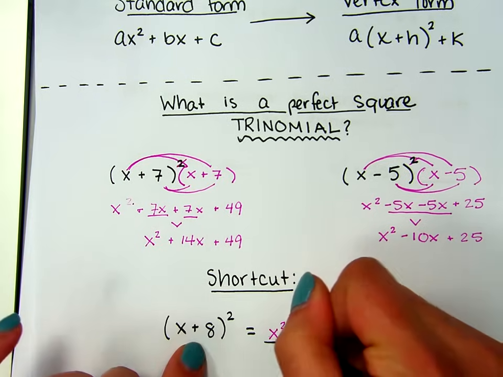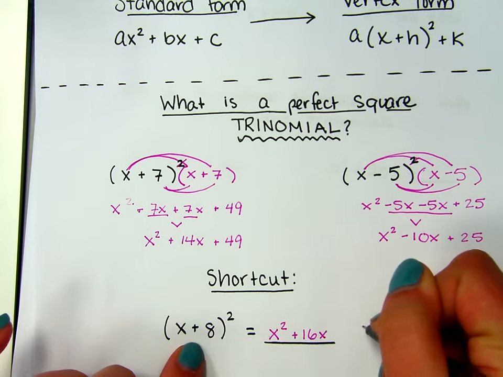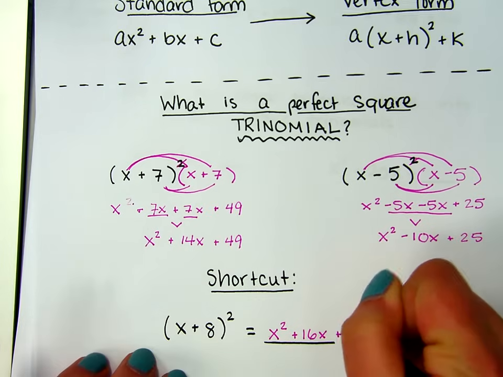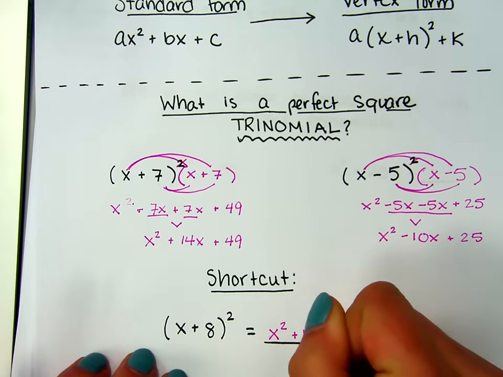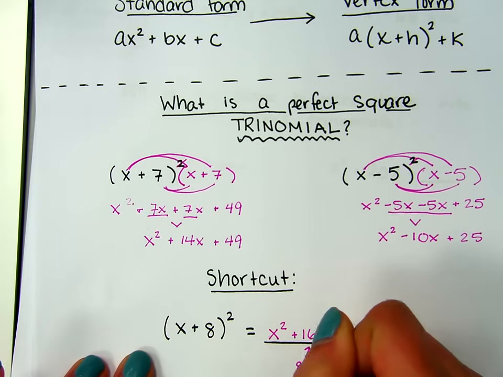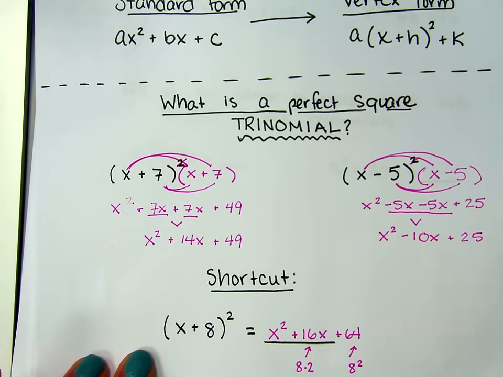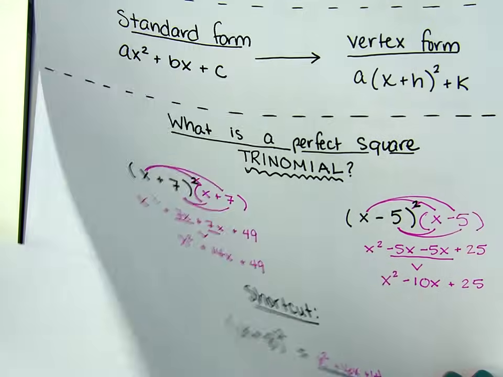This is going to become 16x. And then we also know that 8 is going to square. It becomes 64, right? So this guy we got because we did 8 times 2. And this guy we got because we did 8 squared. Okay? So think about that for a moment, and if you need to pause, you can. And Mrs. Eglio is going to come on in and show us the rest here.